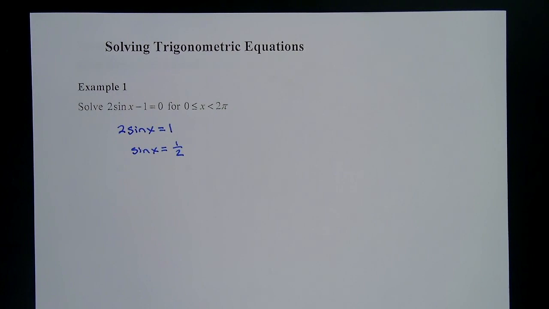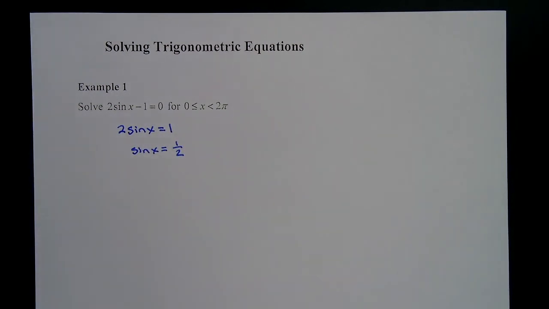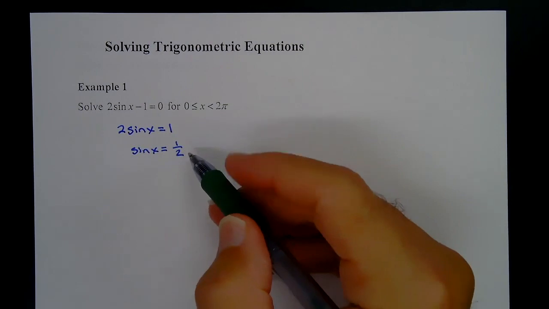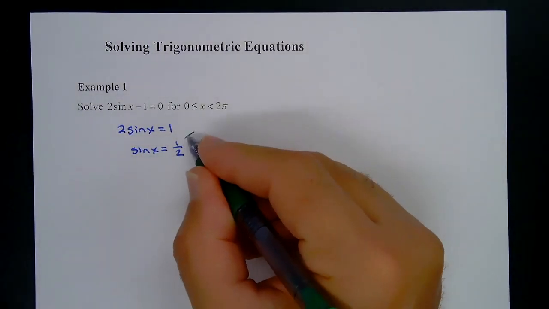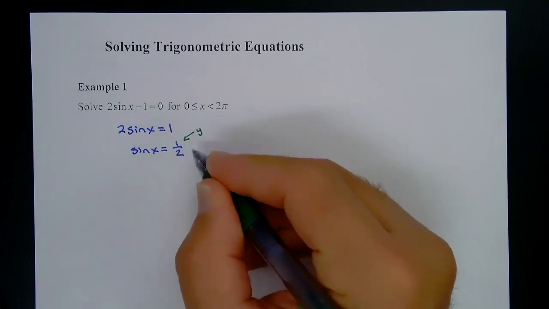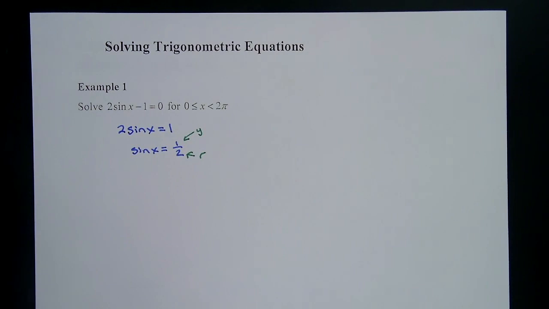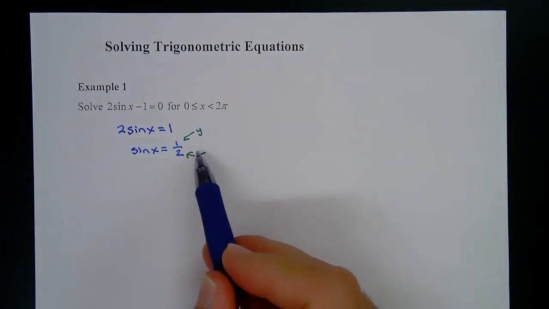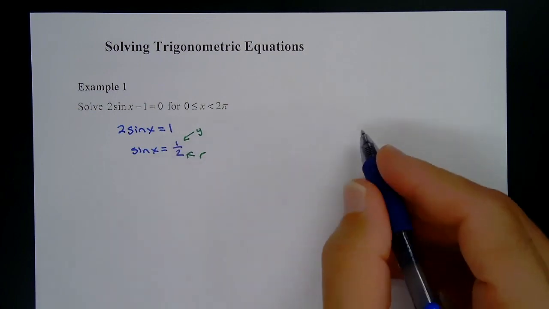Before I go on, let me get another colored pen. What I want to tell you is you have to remember what these are. This is a ratio of x, y, or r. For sine, the definition is y over r. Because this ratio is positive, and what determines whether the sine ratio is positive or negative is this y, we know y is positive.